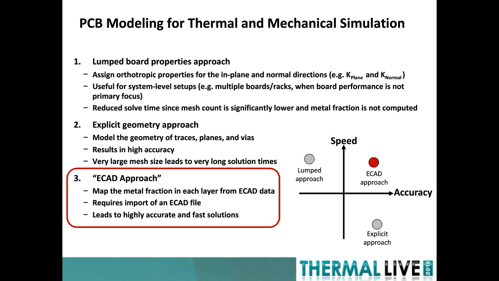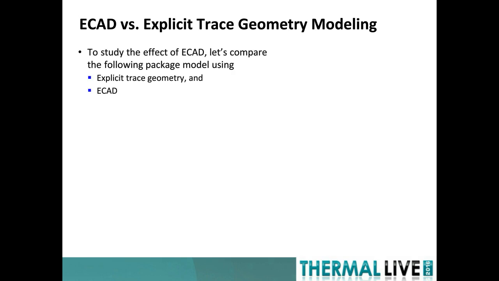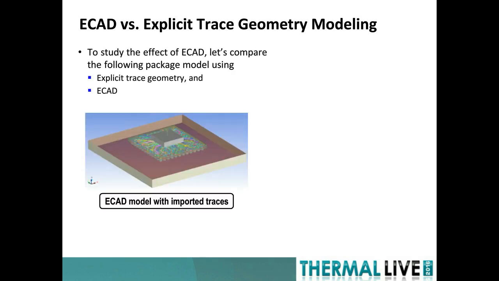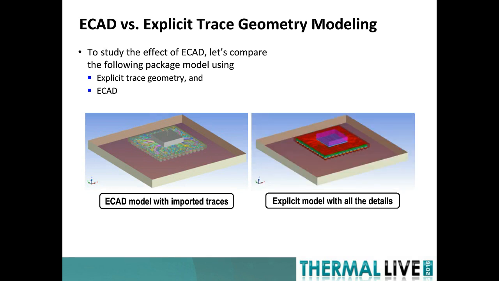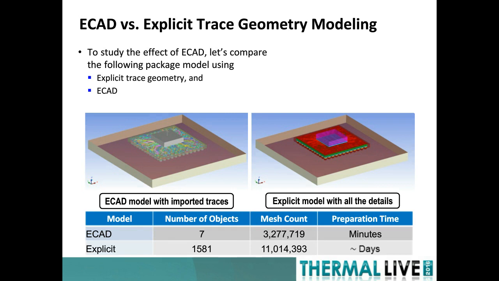First, let's compare the ECAD approach to the explicit approach. We can do this by considering this package where the ECAD model was imported. So the traces were imported from ECAD onto this package. On the right is an explicit representation of the package. So how does the ECAD and the explicit model compare?